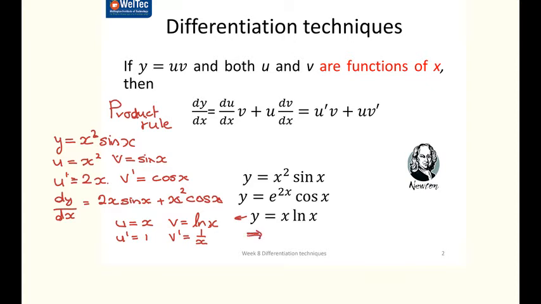So now we've got dy by dx is equal to u dash v, so that's 1 times natural log of x, so that's natural log x, plus u v dash, so that's x times 1 over x. Now you would be expected to do that little bit of simplification, so then you've got that that's equal to natural log of x.